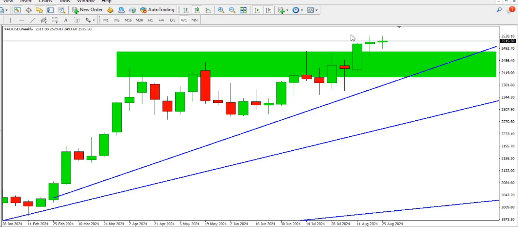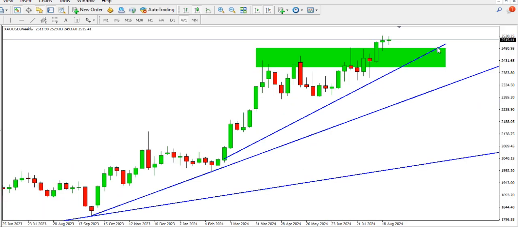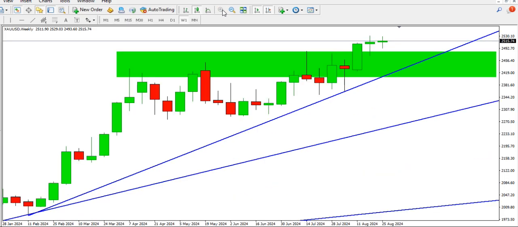Also, price is respecting the ascending trend line. This was plotted on the monthly time frame, and it is in line with that of the weekly time frame, while it is being respected by price. Price is not attempting to break below it. A break below this, price will test this level, and a break below this level, price will want to test this level. But for now, we have more green candles on the chart than red candles, so the buyers are still winning for now.